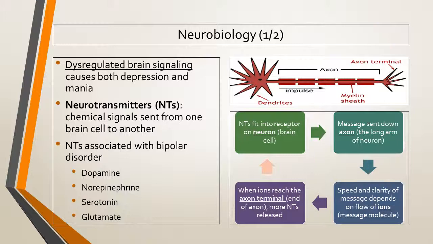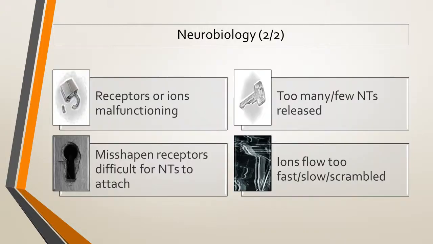When these neurotransmitters fit into matching receptors on a neuron, the neuron sends a message down a long arm, or axon. The speed and clarity of the message moving along the axon depends on the flow of tiny molecules called ions. As the message reaches the end of the axon, it signals more neurotransmitters to be released, prompting more messages to be sent. Symptoms of bipolar disorder occur when neurotransmitters, receptors, or ions are malfunctioning.